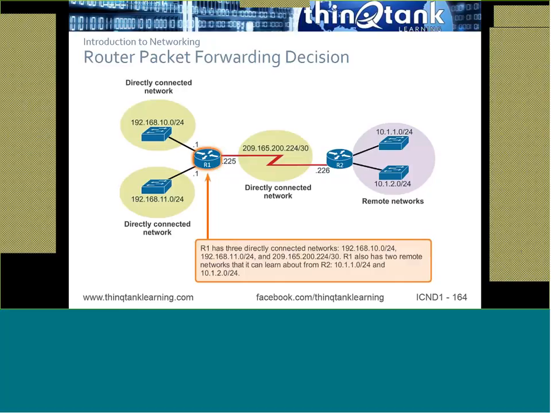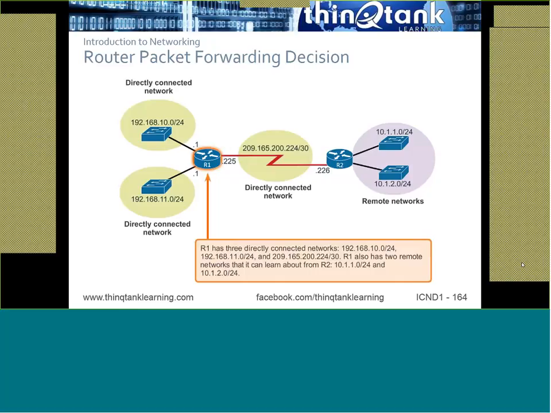All right? So you see we've got essentially 5 networks in this topology. We've got the 192.168.10.0 subnet. We've got the 192.168.11.0 subnet. We've got the 10.1.1.0 subnet on the right and the 10.1.2.0 subnet on the right. And then connecting the routers in between, we have the 209.165.200.224 subnet.